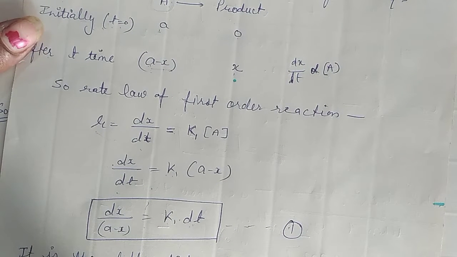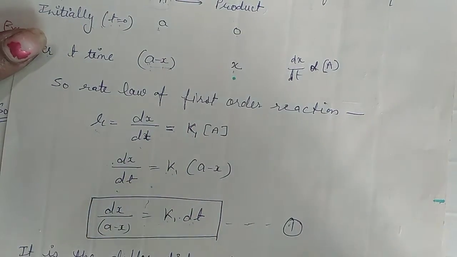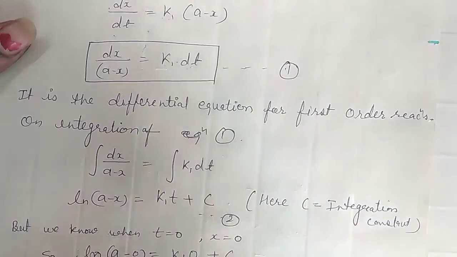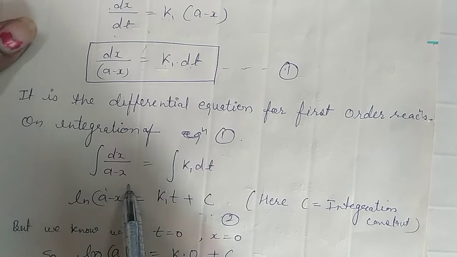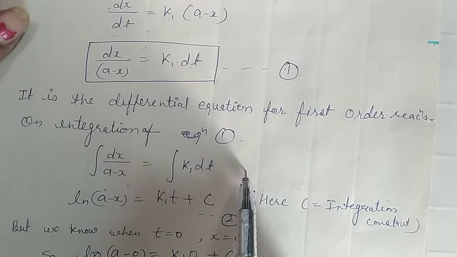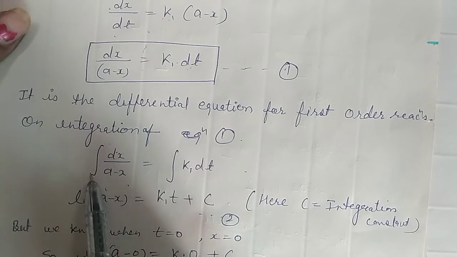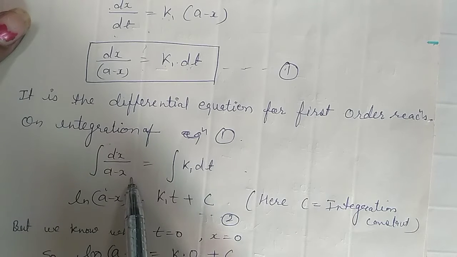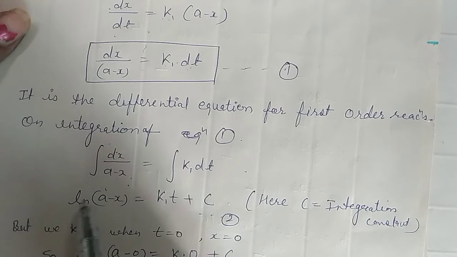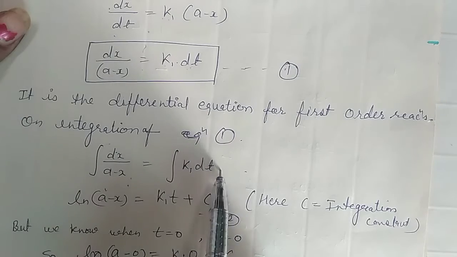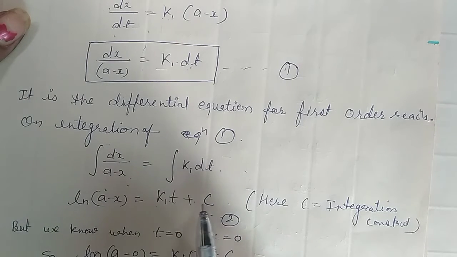Now we have to integrate it. So on integration, the integral of dx upon (a minus x) is equal to the integral of k1 dt. The integration of dx upon (a minus x) is equal to minus ln (a minus x), and this is, as usual, k1 t plus c. Here c is the integration constant.